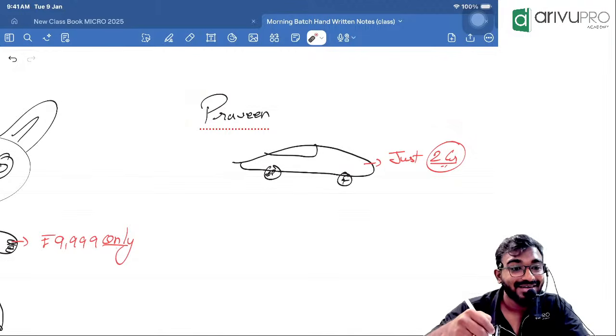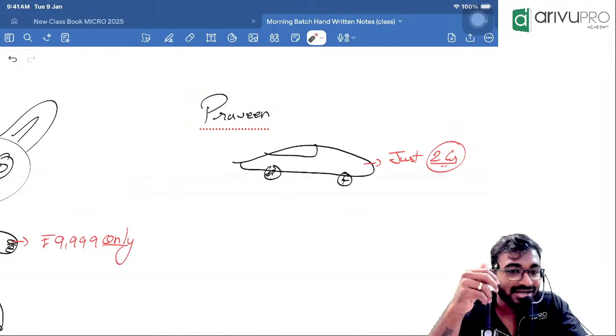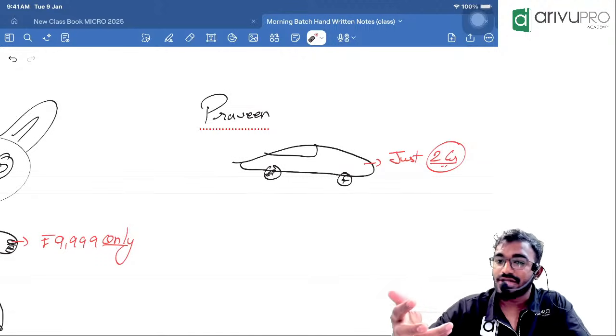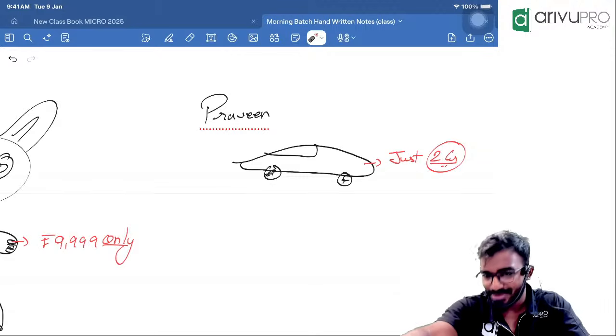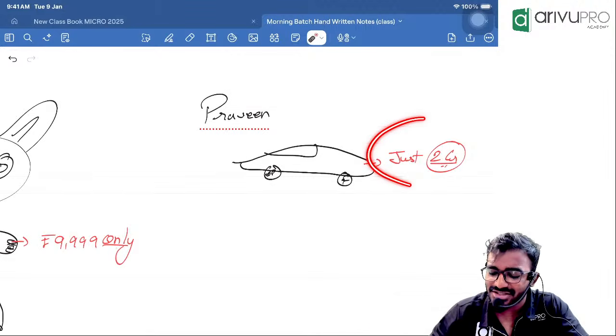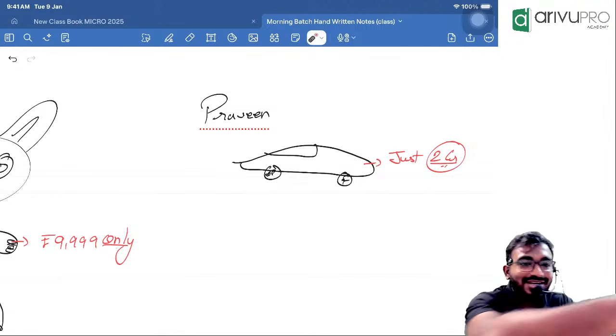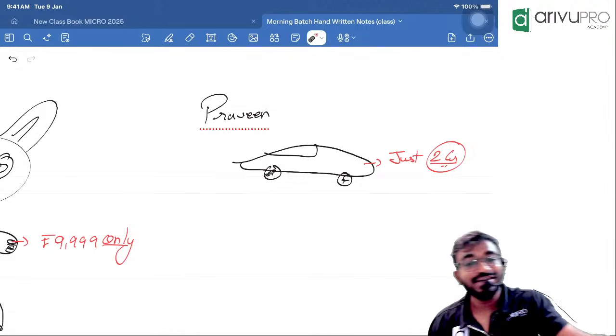Now, on the next day, Rahman and Praveen both will go to the same showroom. The salesperson starts explaining about the car. Rahman is like, hey, excuse me, stop your bakwas. What is the price of the car? Sir, just 2 crore. Come here, take this check, give that car to my friend. Now, Rahman is gifting a car to Praveen.